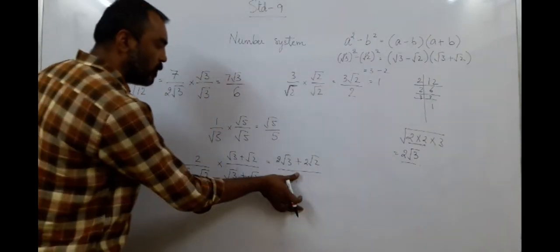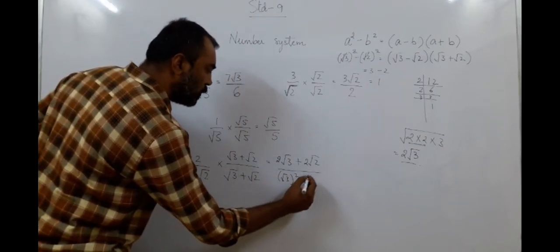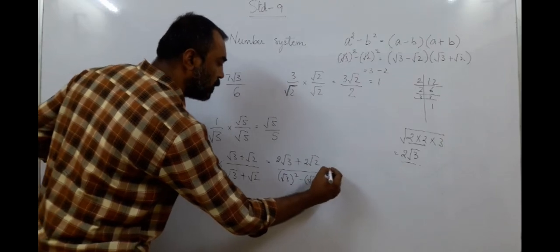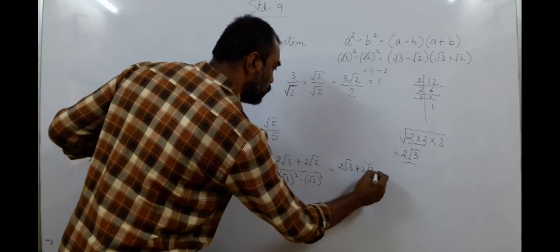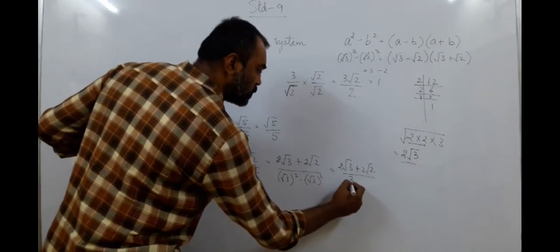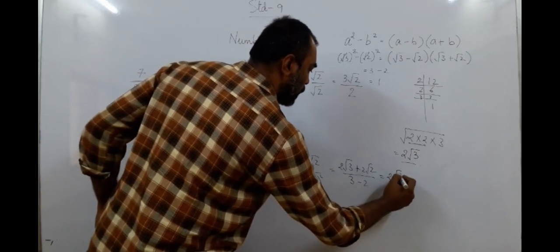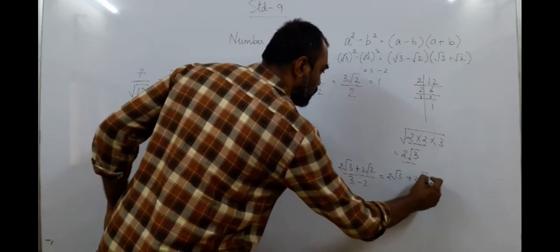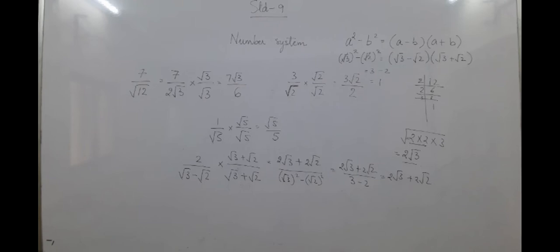Now if you write the whole form, a minus b into a plus b is root 3 the whole square minus root 2 the whole square, that is 2 root 3 plus 2 root 2 upon this becomes 3 minus 2, that is 1. So 1 we do not write usually. So now we have rationalized the denominator. To rationalize the denominator, we use a rationalizing factor.